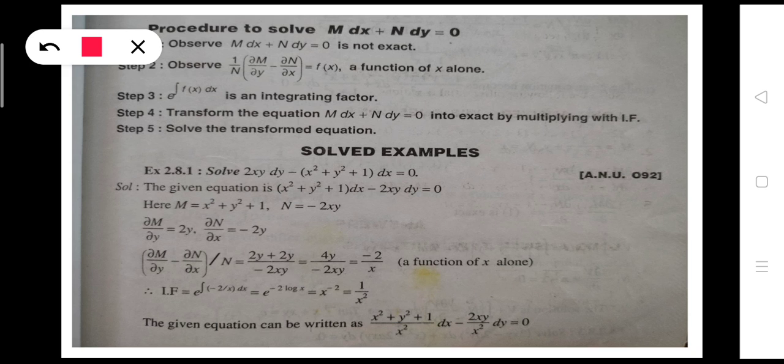What is the sign of ∂m/∂y? Plus 2y, and ∂n/∂x is minus 2y. Therefore these two are not equal, which means this is not an exact differential equation.